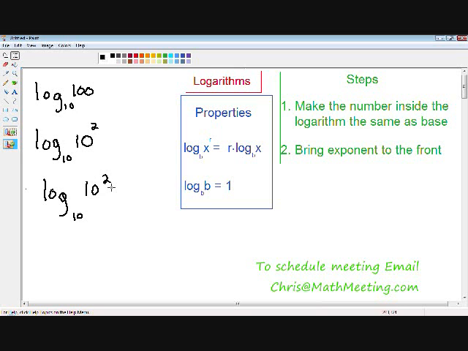Moving on to step number 2, I want to bring the exponent and drag it to the front. And once again, we're allowed to do this according to the first property that I wrote for you, the exponent property. You're allowed to drag the exponent to the front of the logarithm. So I'm going to take this 2, drag it to the front, and I'm going to put a little dot to show that it's being multiplied.